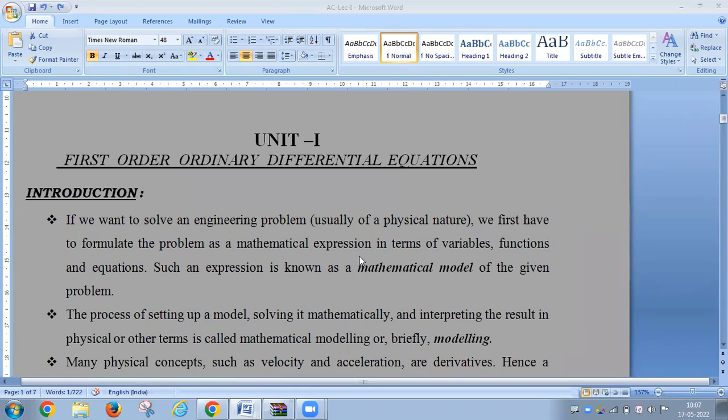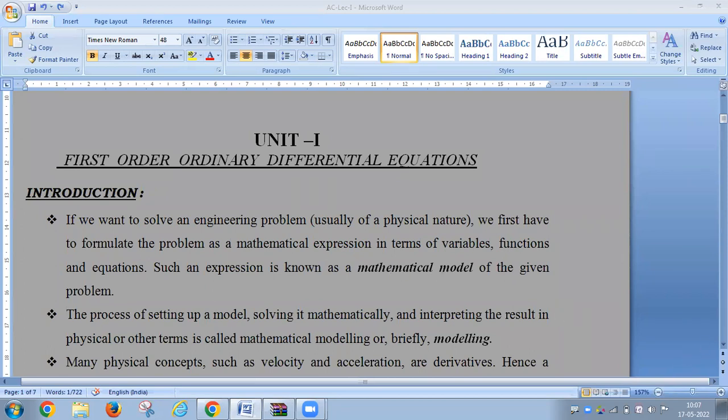In that form, we'll express the given problem in terms of a differential equation. If it involves a rate of change of one quantity with respect to another quantity, that is, if it involves derivatives, we'll express it as a differential equation. So that is nothing but a mathematical form. We'll call it a mathematical model.